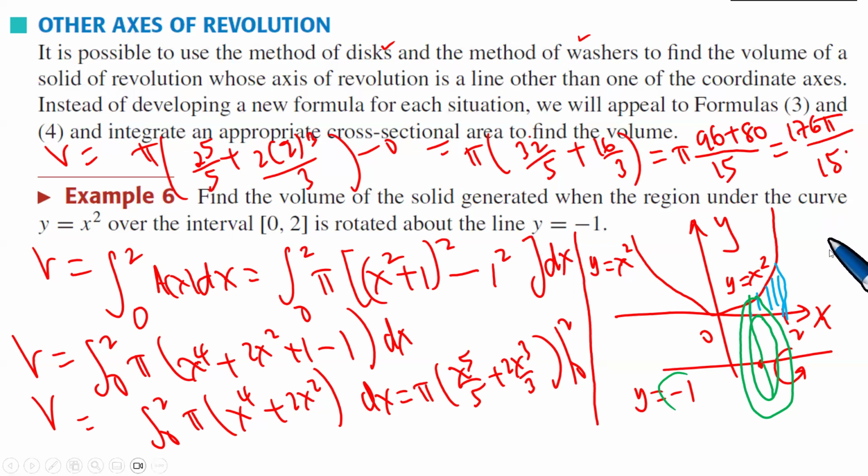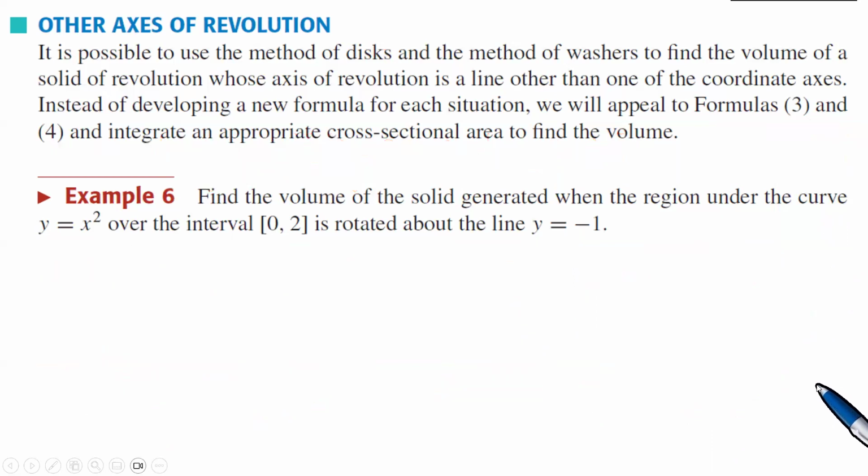Right, so now this is exactly the washer method. We are able to get a washer by revolving this: the outer radius, and then we also deal with the inner radius there. Okay, we move forward.